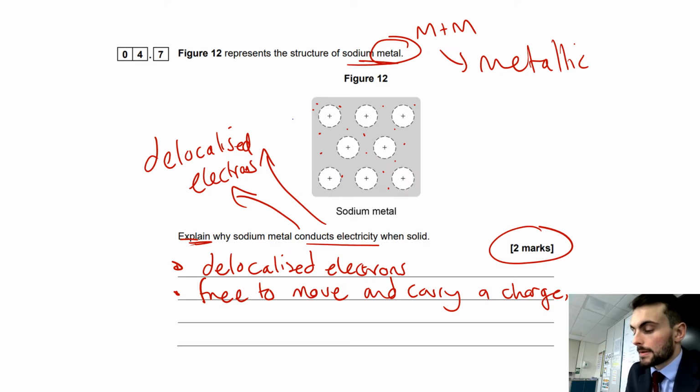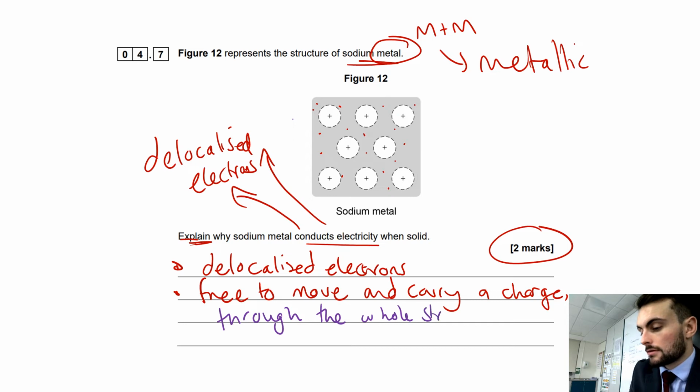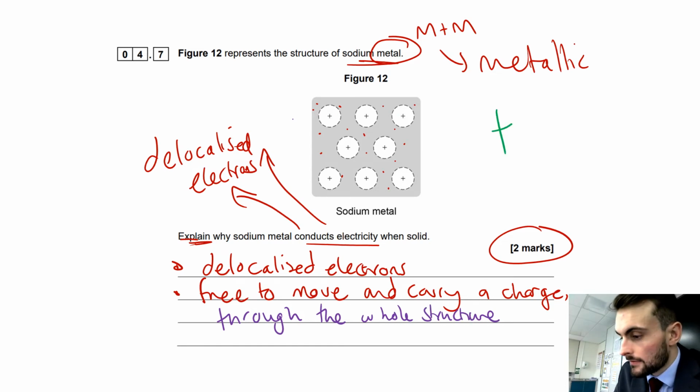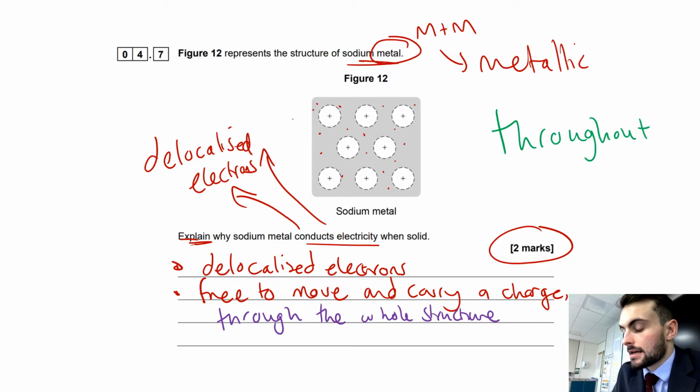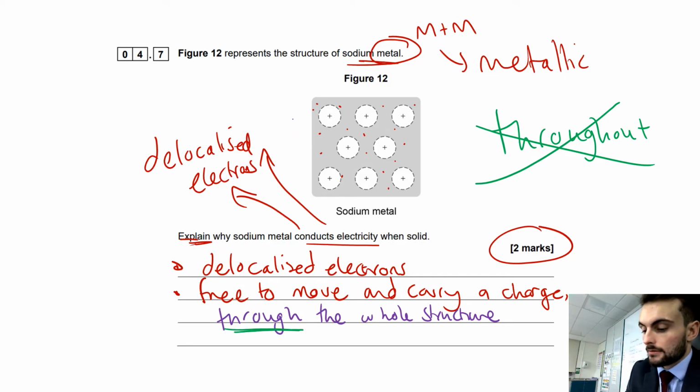What I would add on to the end, just in case they don't want to give you all of the marks, depending on what it says in the mark scheme, you've got to say through the whole structure. You can't say throughout, just because they can't go anywhere they want. They've got to go in a specific direction depending on where the other electrons are, where the current is flowing. So you've got to say through.